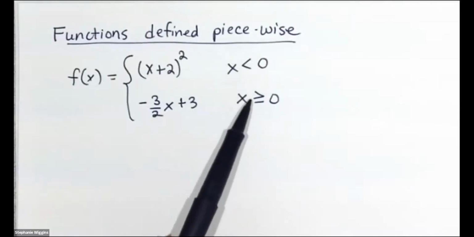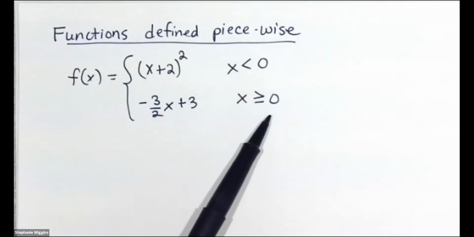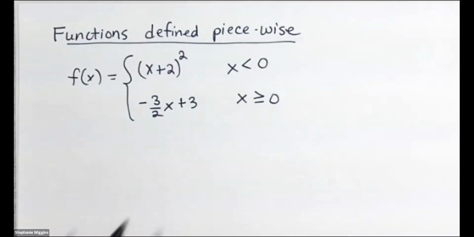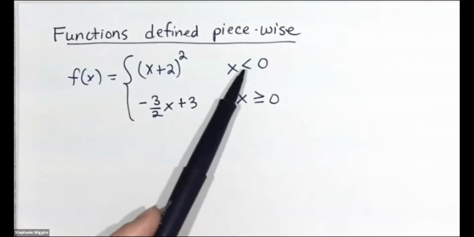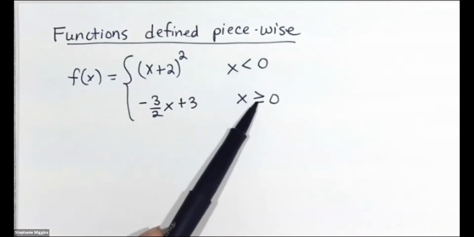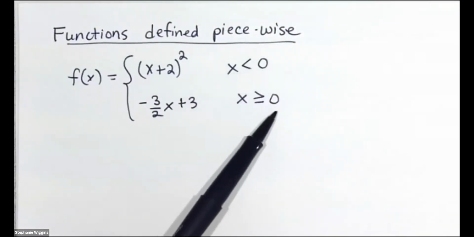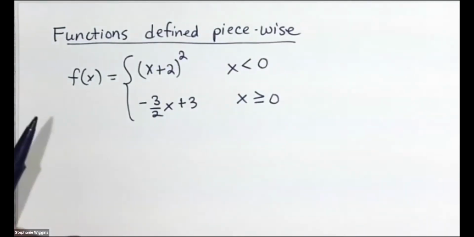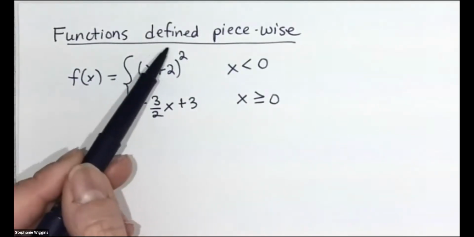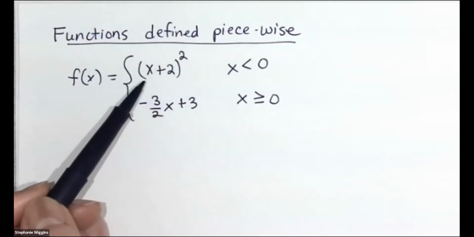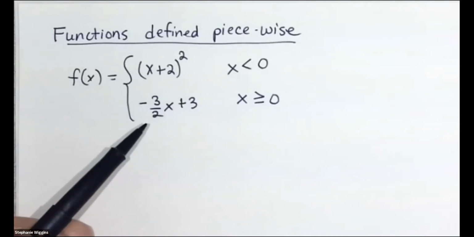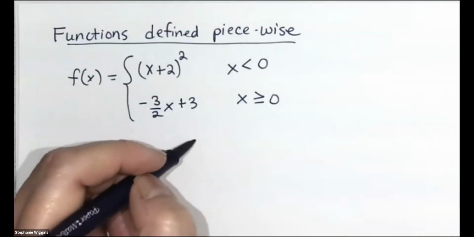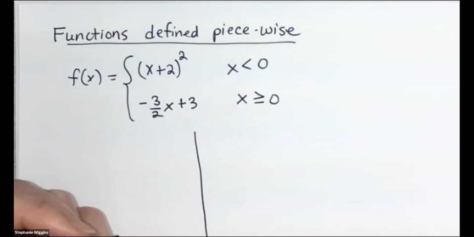And it's very important that these intervals do not overlap, because then you wouldn't have a function anymore. So these obviously don't overlap. These are negative values, and these are positive, included with 0. So they're non-overlapping, and so this is a function. This top function is a quadratic function, and this bottom one is a linear function. And I'm just going to show you how I would draw that.